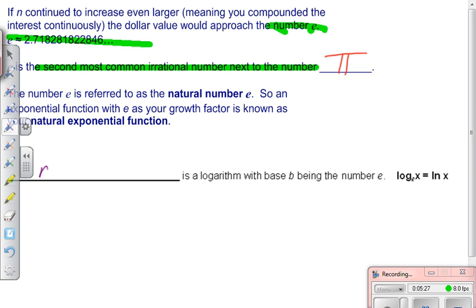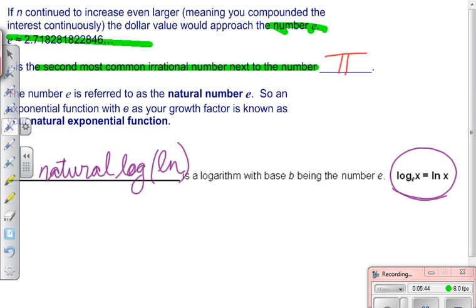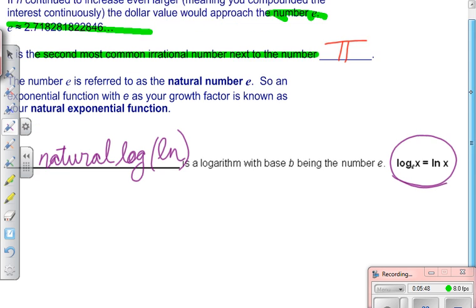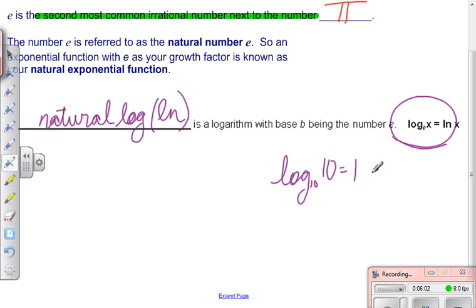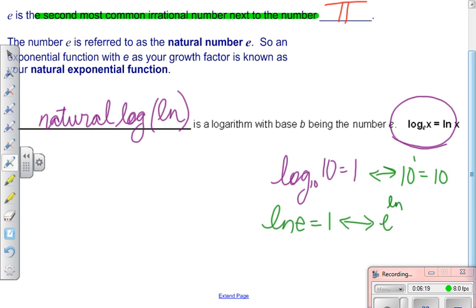So the natural log, which I said earlier is ln, is a logarithm with base b being the number e. So here's kind of our conversion. Log base e of x equals ln of x. Now remember, common log base 10 of 10 is 1, and exponentially, 10 to the first is 10. When we're talking natural log, we're talking that the ln of e is going to be 1, or e to the ln is 1. They're opposite operations. Okay, so the natural number e and the natural log undo each other.